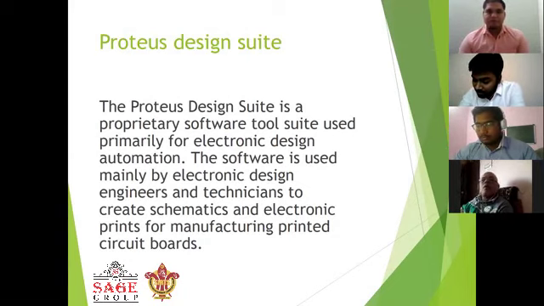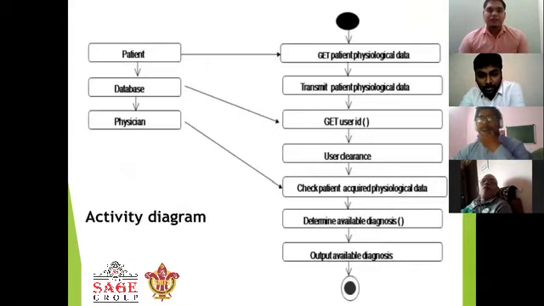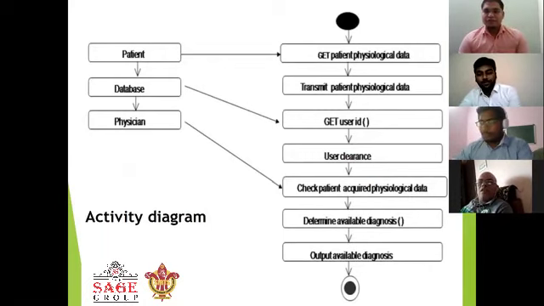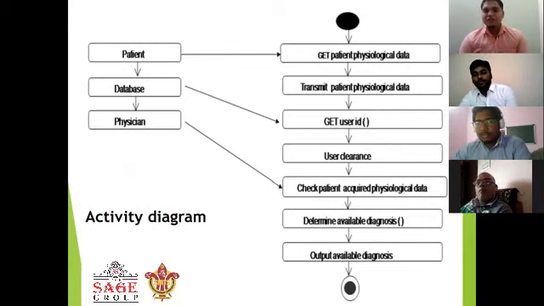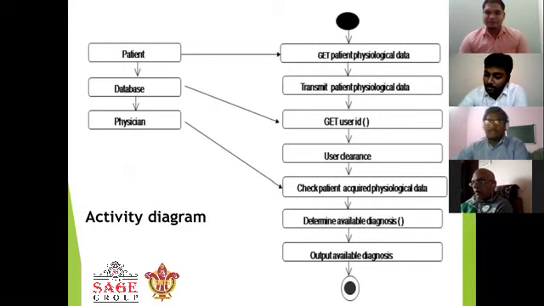Okay. So this is the diagram of Proteus software, and this is the activity diagram. Now, sir, is our project in working condition? Yes sir, not completely, because of the lockdown, sir, we have stopped it. But yes, sir, our project is almost 80% complete.